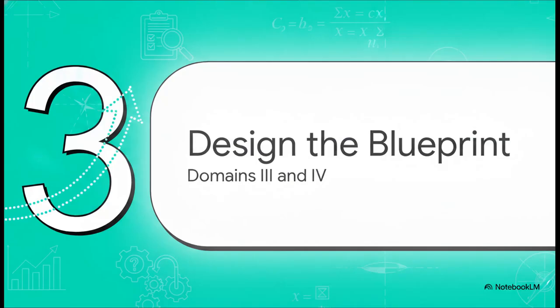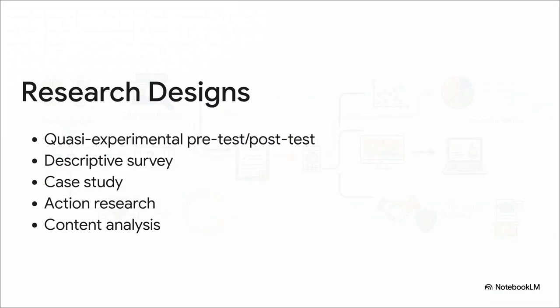Which brings us to phase 3, designing the blueprint. This encompasses domains 3 and 4. Honestly, this is arguably the most technically demanding part of your MA journey, focusing heavily on your methodology and how you actually validate your instruments. Domain 3 is all about your research design. Whether you decide to go with a quasi-experimental, pre-test/post-test, a descriptive survey, a case study, or action research, you must rigorously justify why you chose it.